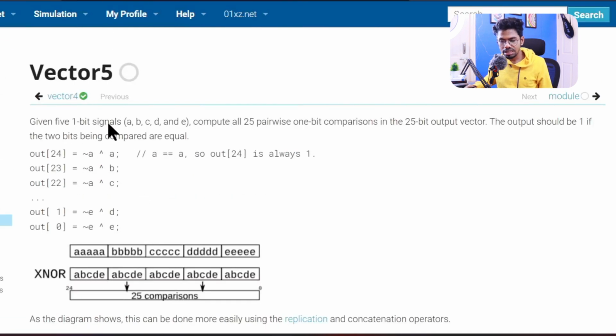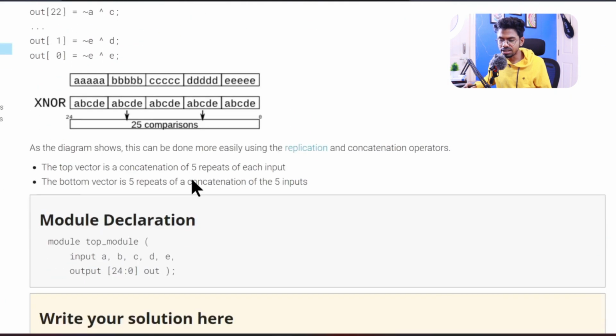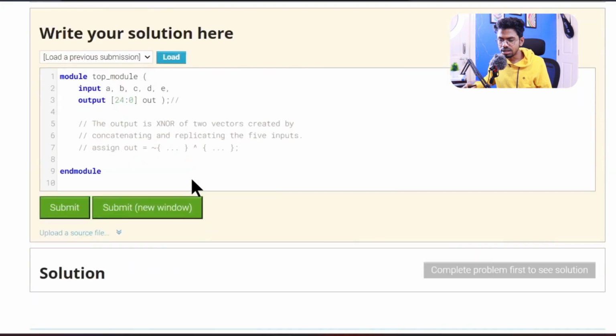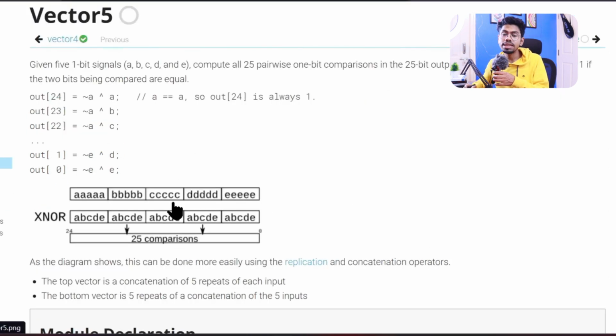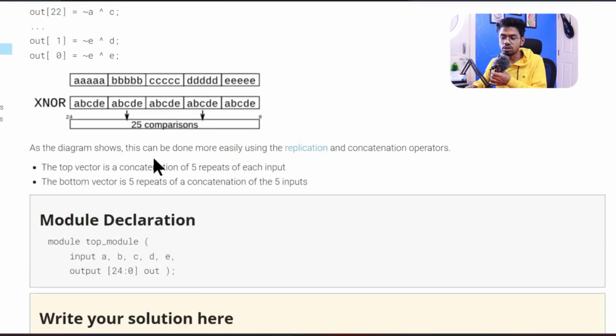Given 5 1-bit signals, A, B, C, D, E, compute all 25 pairwise 1-bit comparisons in a 25-bit output vector. The output should be 1 if the 2 bits being compared are equal. That's an interesting one, but it is quite late on my side, so I'm not going to do it. You do it. If you don't find the answer, comment it down, and if you have solved it, please provide the solution in the comments, so the people who are commenting will get the solution, right?